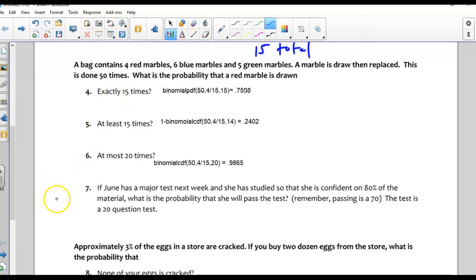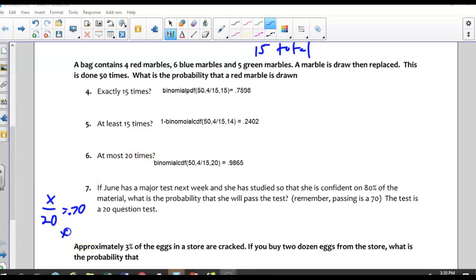So if she knows 80%, we know that we have a certain amount right out of 20 that is going to give us 70%. All right, but we're going to say 0.7, right? So if I multiply 70 by 0.2, we get x is 14. So basically, we need to get 14 questions right to pass the test, to get at least a 70.